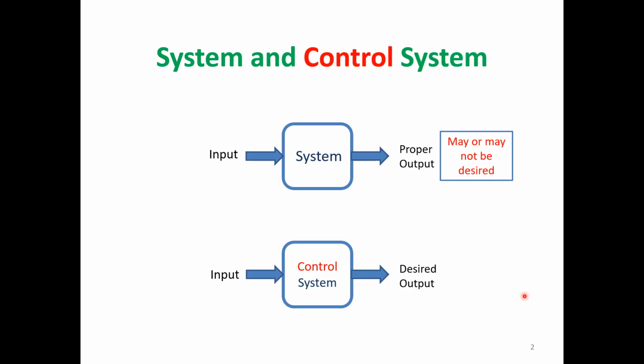So in a control system, you have sufficient authority to control the system to get the desired output. You understand? The difference is here. In control systems, you can control the system to get the required output. Okay, that is the difference. I'll explain more.